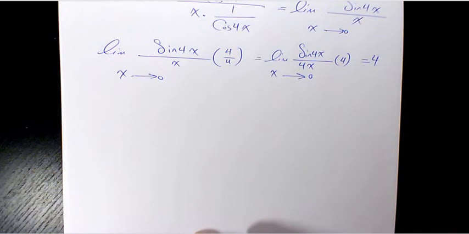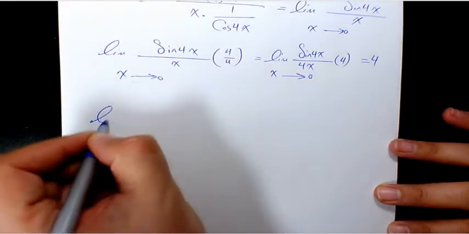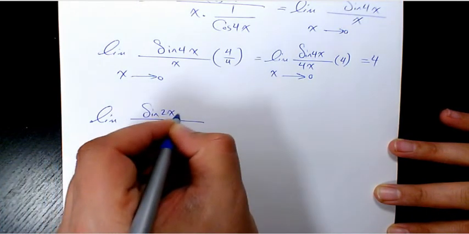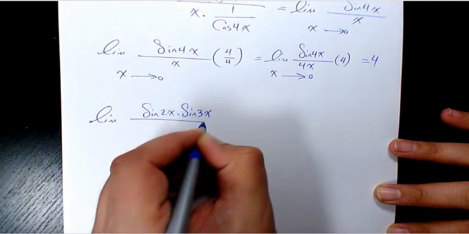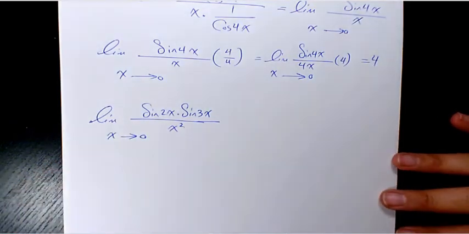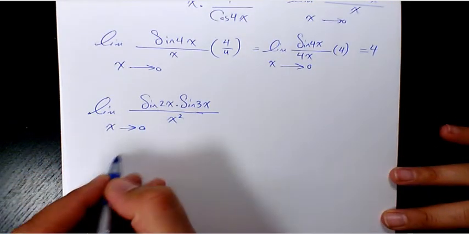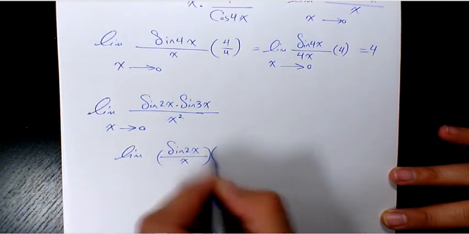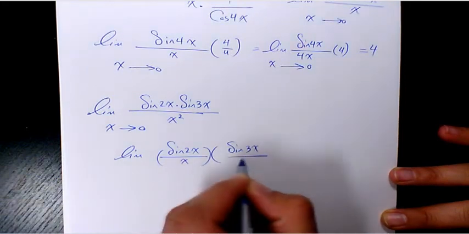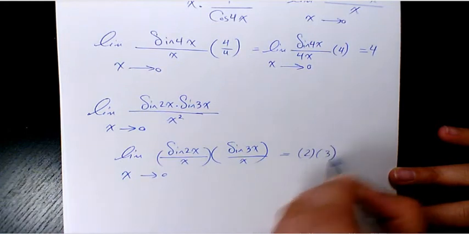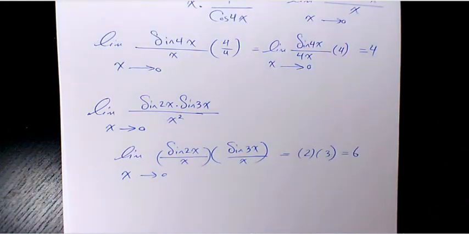Next one is going to be the limit of sine 2x times sine 3x over x squared when x is approaching 0. That's going to be the limit of sine 2x over x times sine 3x over x when x is approaching 0, which is going to be 2 times 3, and the answer is going to be 6.